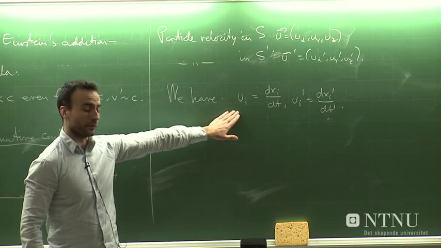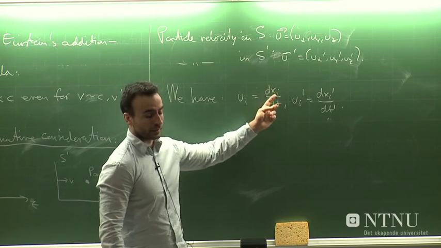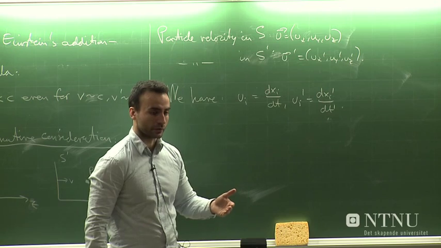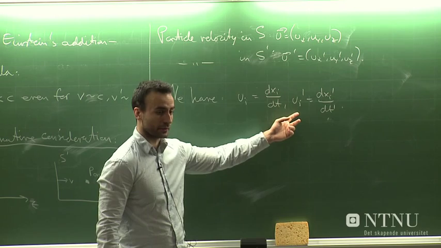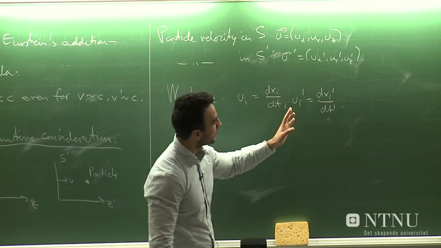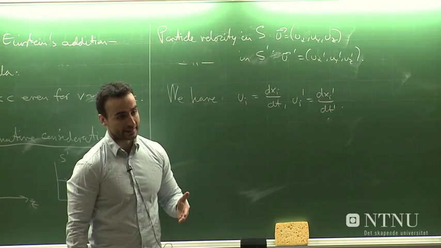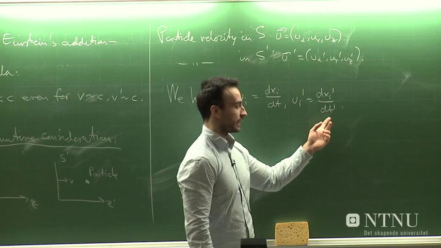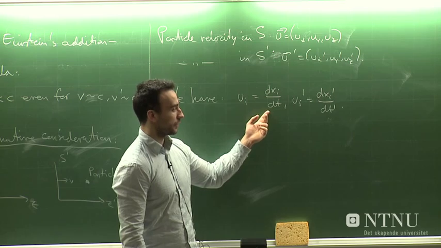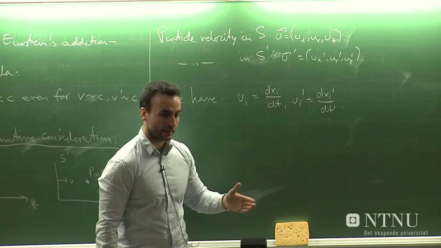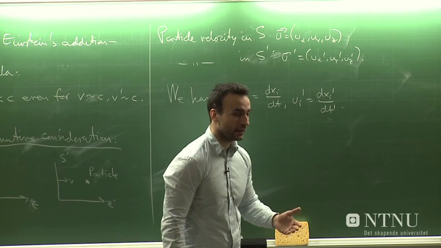The component i of the velocity of the particle, as seen from our system, is given by the fundamental definition. It's just how far the particle travels, dxi, during a time interval dt. And the same definition holds in the prime system, but here we have to replace the distance it travels with dx prime. And importantly, time is also different. If the particle spends a time interval dt to travel this distance, it spends, in general, a different time interval dt prime in the prime system.